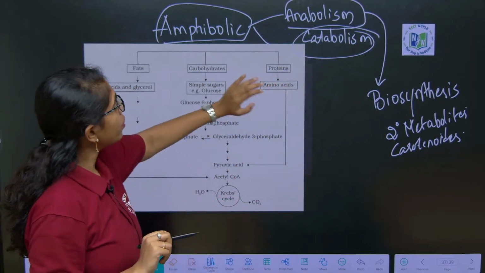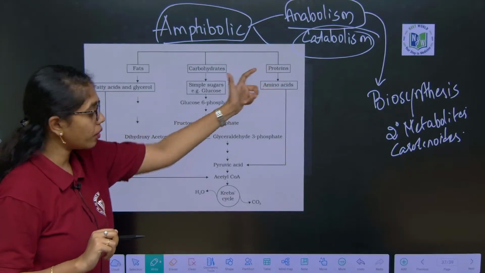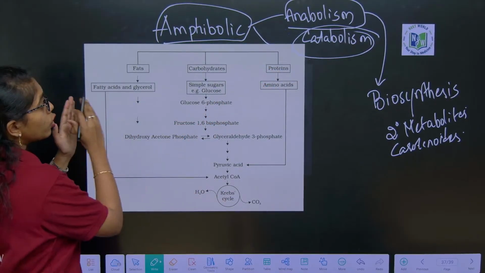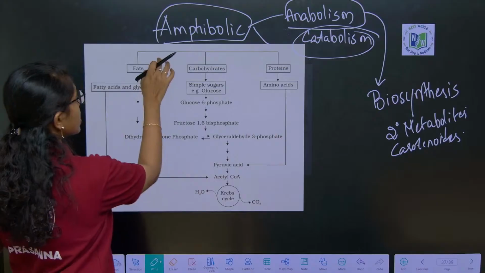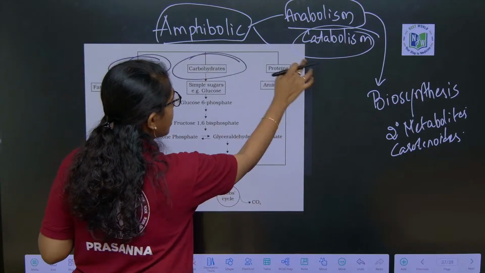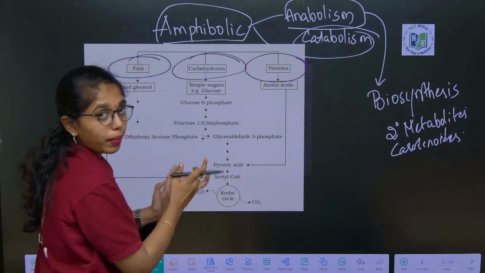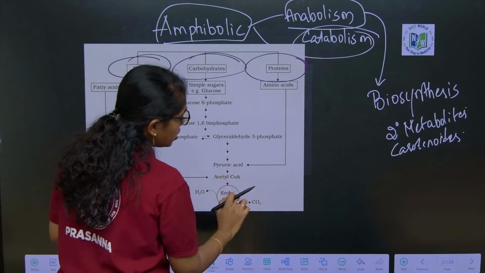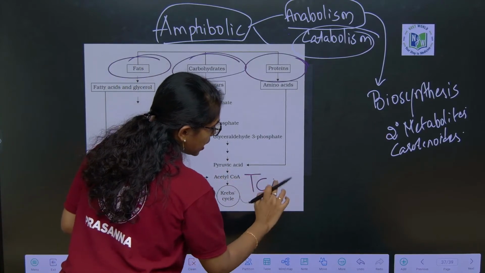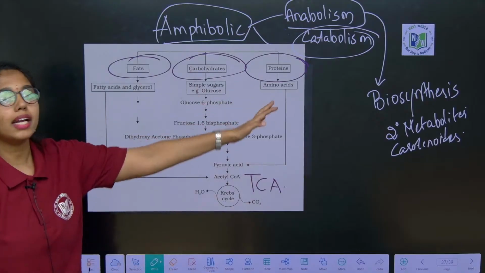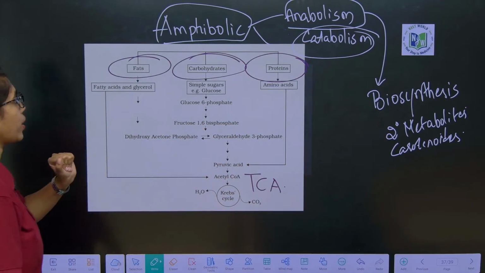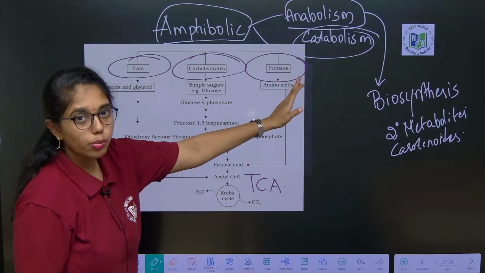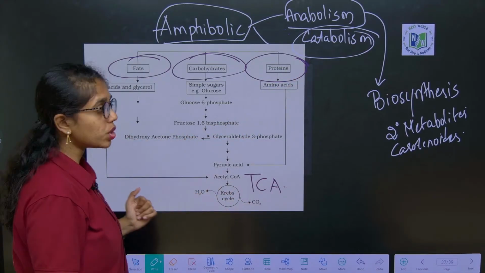Now, if you look into the different respiratory substrates, how they are joining the cycle. For all the respiratory substrates like fats, carbohydrates and proteins, the common pathway is the Krebs cycle, that is the TCA cycle. Most important, beta, you have to remember, for all the respiratory substrates the common pathway is the TCA cycle.